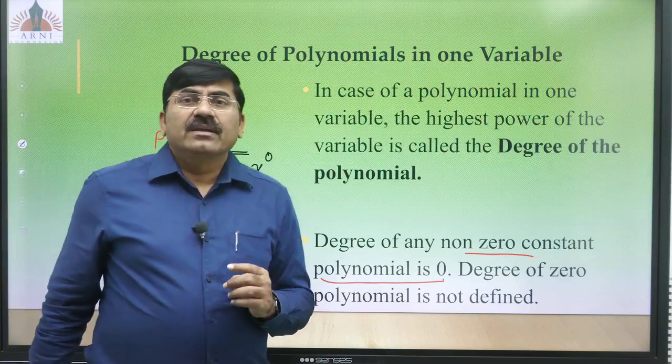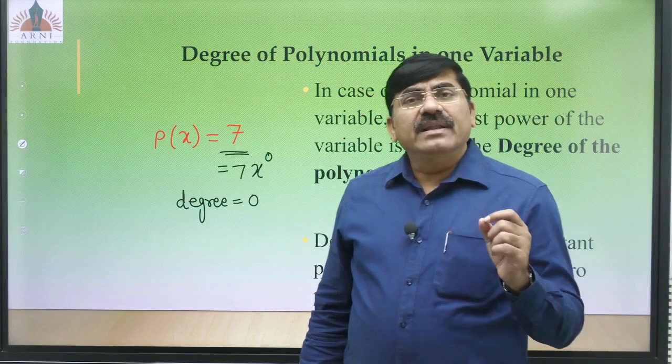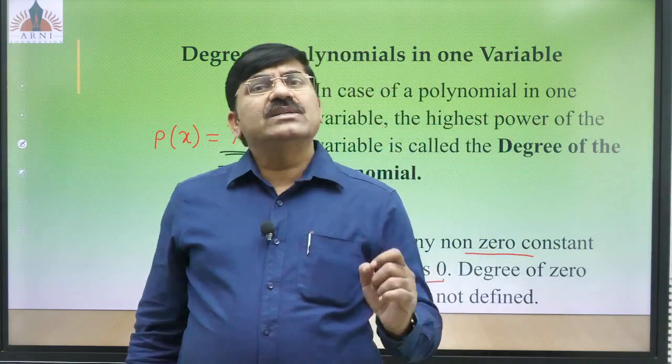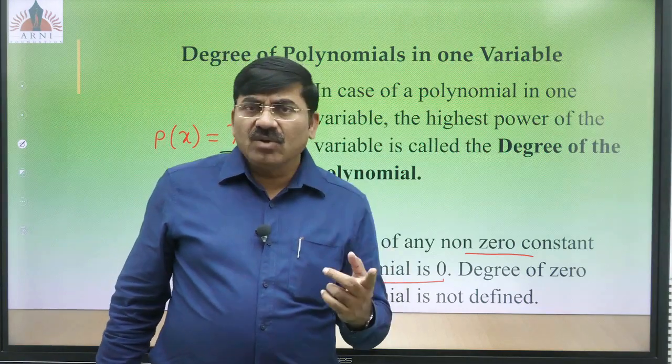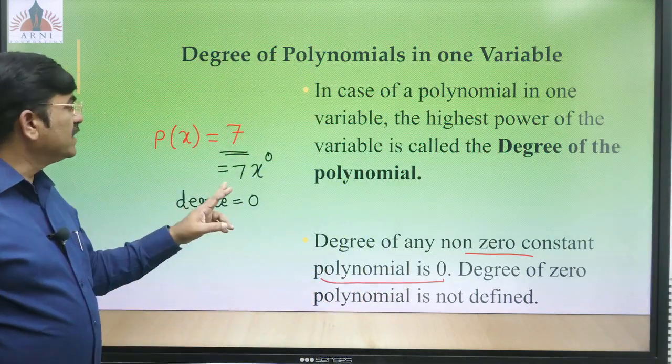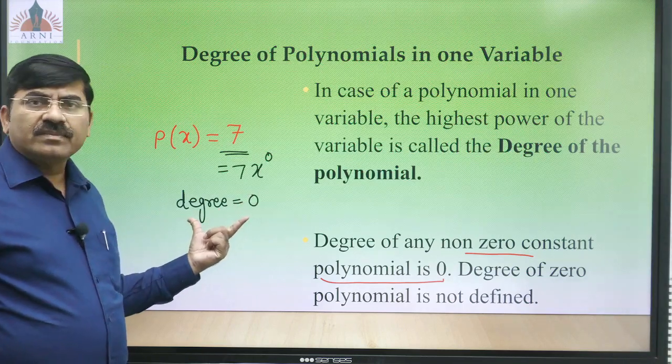We know that anything raised to 0, any letter or any number raised to 0, is 1. That is why x to the power 0 means 1, and that is why it is 7 into 1. So, therefore, its degree is 0.